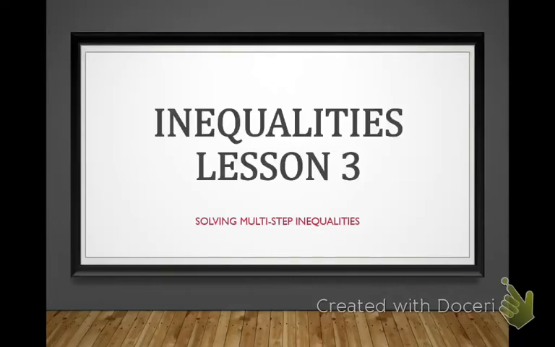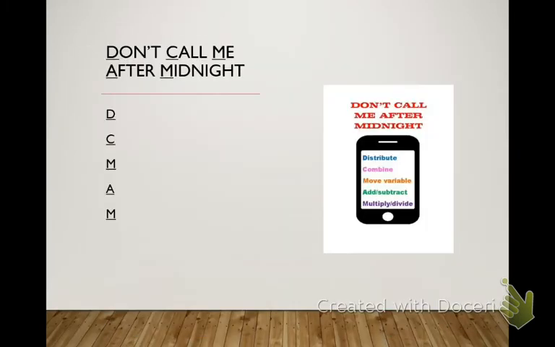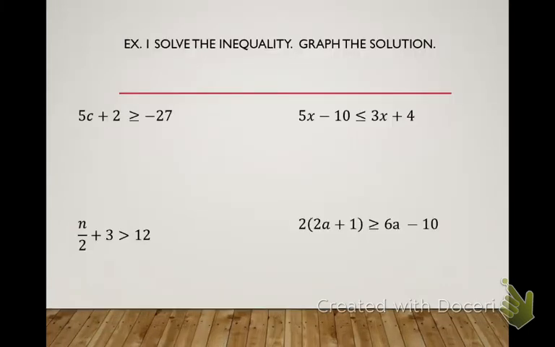All right, so today we're in Inequalities, Lesson 3, solving multi-step inequalities. We have a saying. All right, y'all say it with me since we just went over it. Don't call me after midnight. Where D stands for distribute. C stands for, tell me, combine like terms. M stands for move the variable. A, add and subtract. And M, multiply and divide. So that's the order that I'm going to solve these inequalities. That helps me remember the order to solve them.